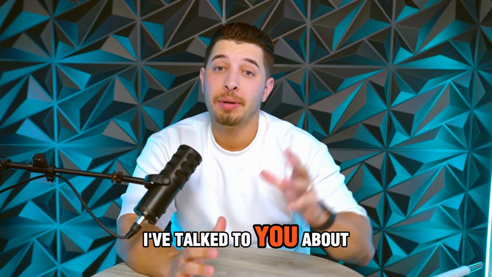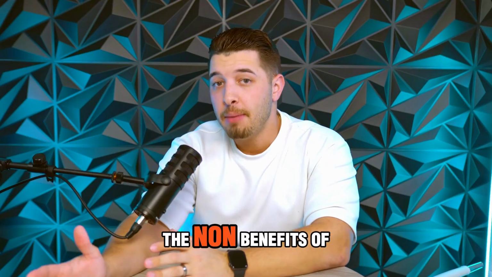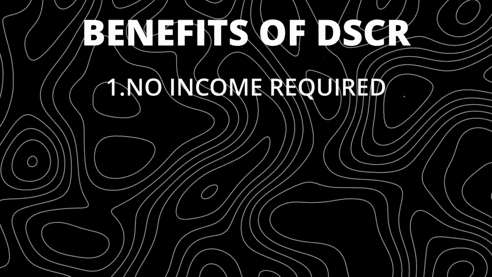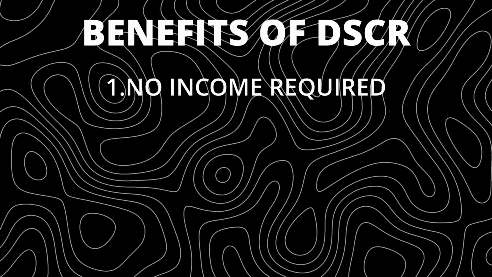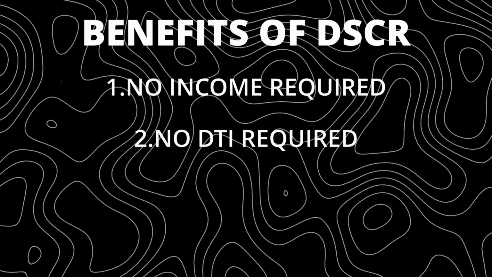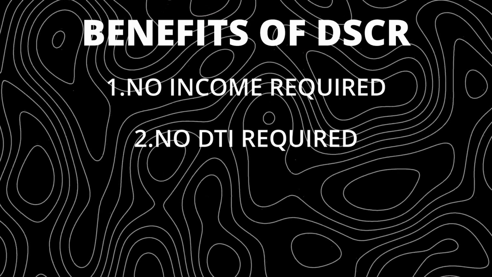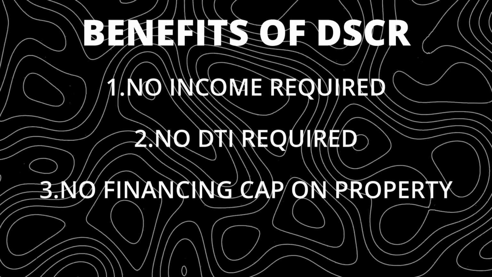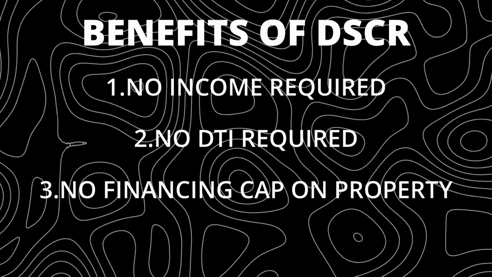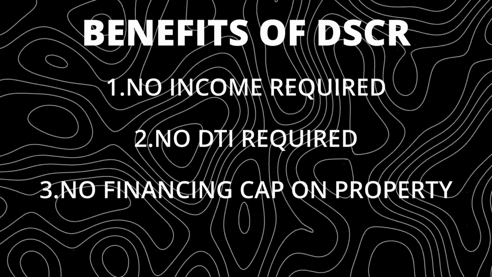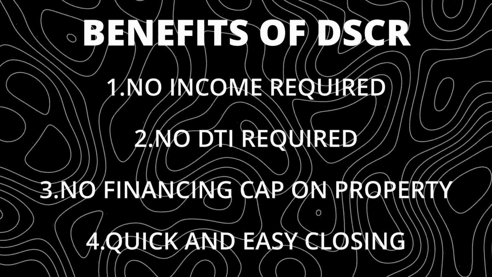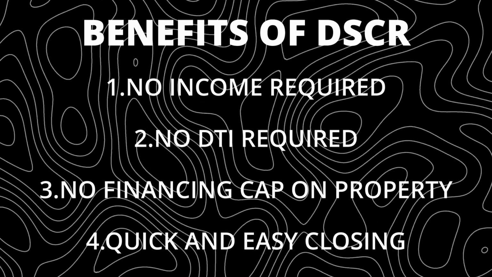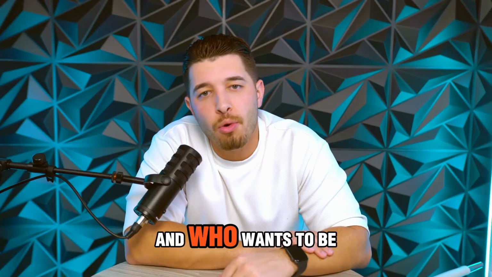Now, really quick, I've talked to you about the benefits of DSCR. I've talked to you about the non-benefits of conventional, but let's put them side by side, right? DSCR, no income required. Conventional, income is required. A lot of documents. DSCR, no DTI. Conventional, strict limits. DSCR, no cap on property financing. Conventional's got a cap of 10. DSCR, very quick, very easy closing, and a much faster approvals process. Conventional could take up to 45 to 60 days. Who wants to do that and who wants to be a part of that?